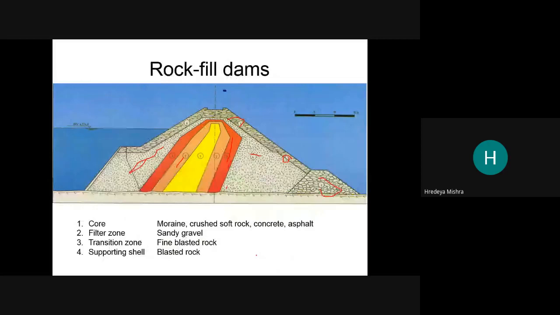See, fine block rock, sandy gravel, marine crust, soft rock, concrete. So these are the materials used. This is for the core, this is for the filter zone, this is for the transition zone, and this is for the supporting blast rock.